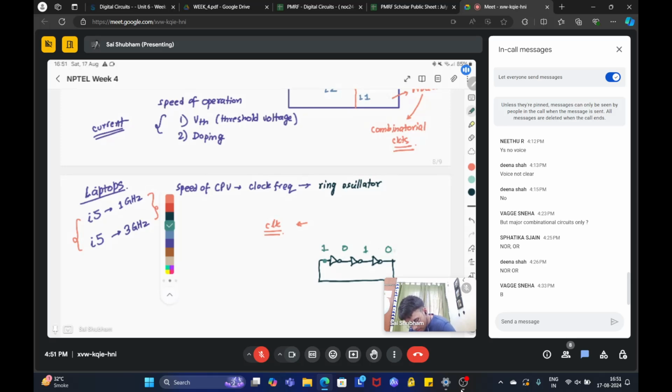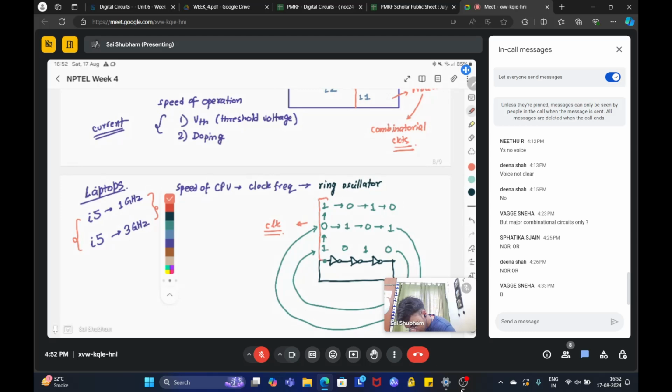Since this is 0, this will try to make this 0. So in the next iteration, this will be 0, which will make this 1, this 0, this 1, which will again try to make this 1, which will make this 0, and the pattern will continue. So you will see that we have got a clock over here. This is one way in which we can generate a clock in the circuit.